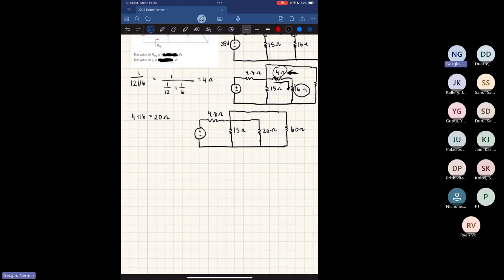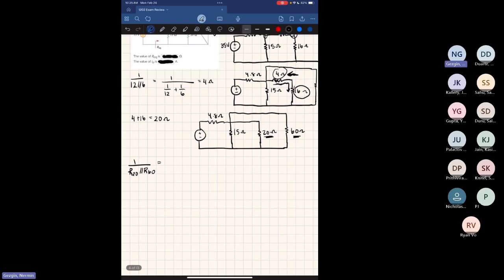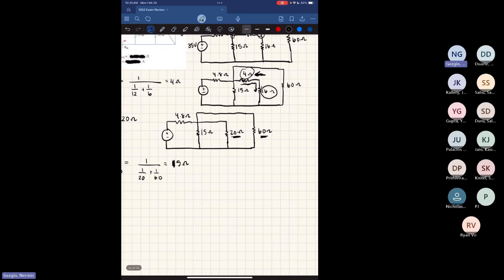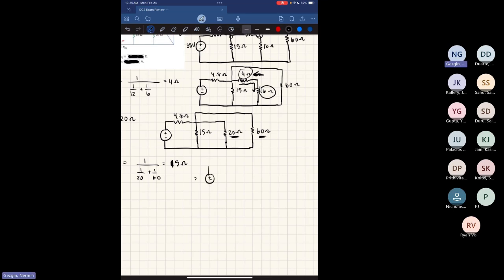Anyways, moving on, now we have this 20 here and the 60 here, which are parallel to each other. So again, we combine those. Let's do R20, R60. These are all similar notations. The R just means the resistor, and the number is which resistor we're combining. You can write it either way, whatever works best for you. Combining this, we get 1 over 20 plus 1 over 60, and this is equal to 15 ohms. Drawing, we get this.